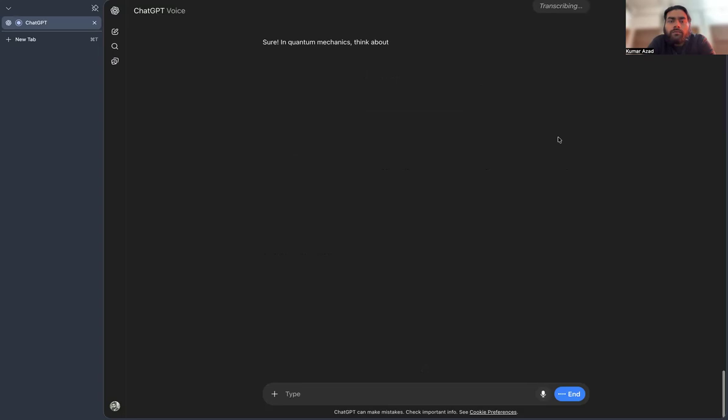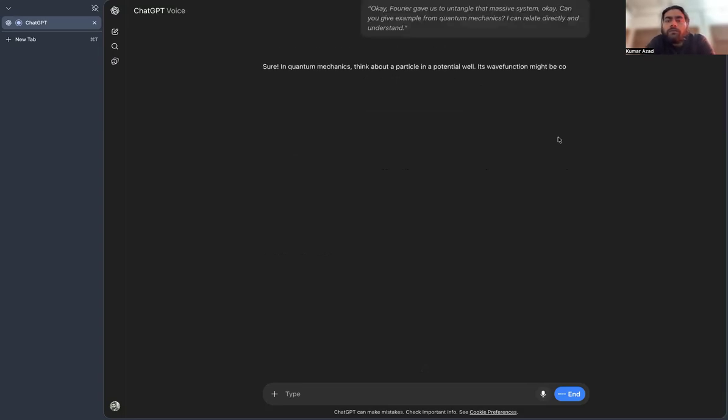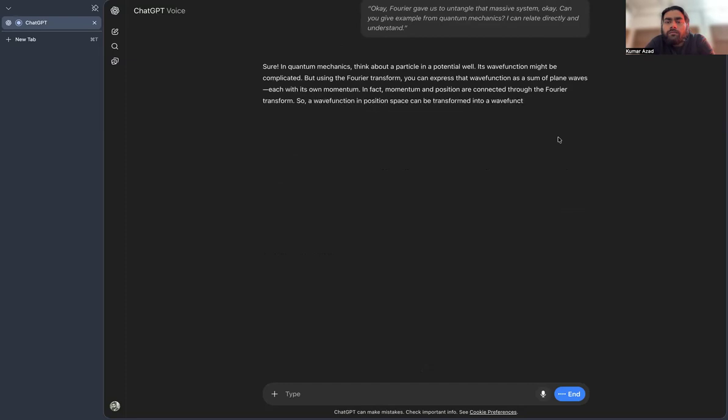Sure. In quantum mechanics, think about a particle in a potential well. Its wave function might be complicated, but using the Fourier transform, you can express that wave function as a sum of plane waves, each with its own momentum. In fact, momentum and position are connected through the Fourier transform. So a wave function in position space can be transformed into a wave function in momentum space. This helps you see which momenta make up your state, a direct analogy to decomposing heat or signals into simple frequencies.